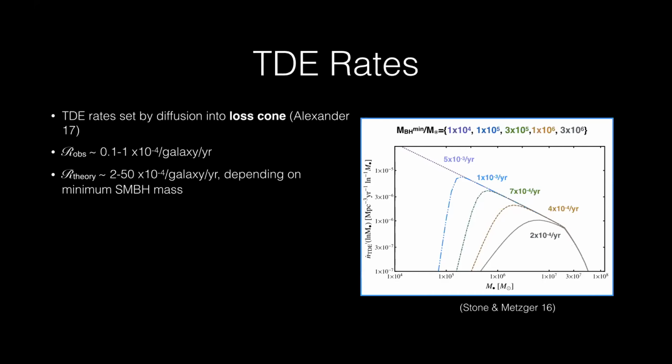On the y-axis, we have the volumetric event rate, TDEs per cubic megaparsec per year. On the x-axis, we have the black hole mass. And the 5 different curves correspond to 5 different assumptions about the bottom end of the supermassive black hole mass distribution. This is a really important astrophysical question, which we know very little about right now.